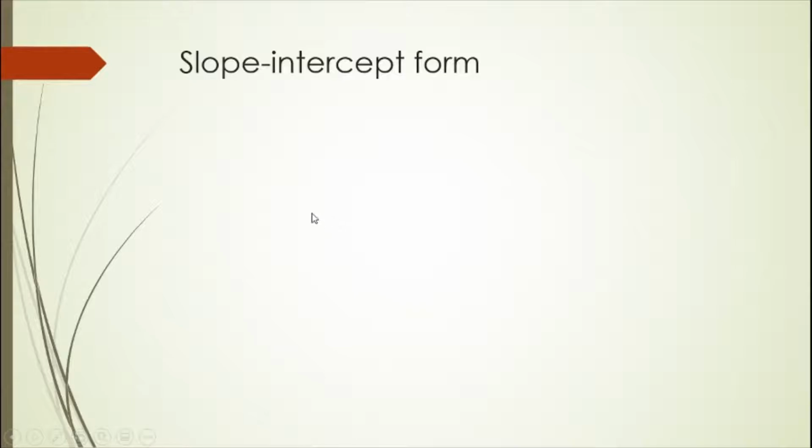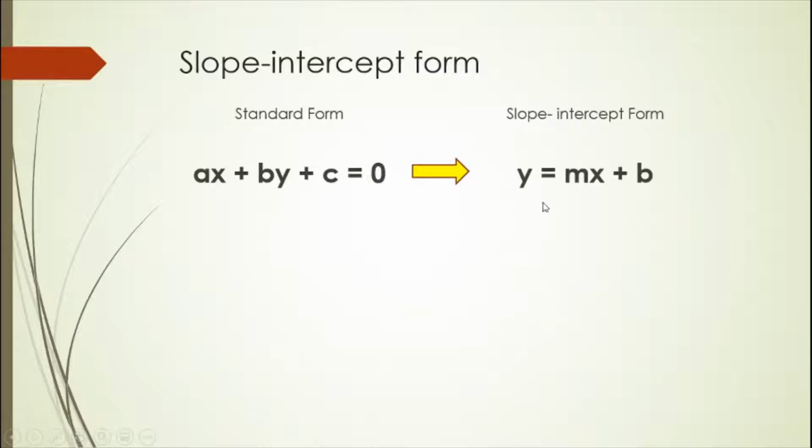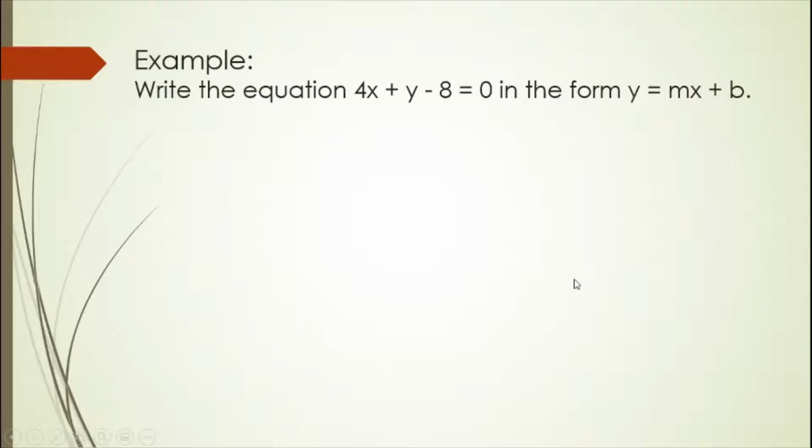Ang katunayan, maisusulat talaga natin ito sa iba't ibang paraan at isa dito ay tinatawag nating slope-intercept form, kung saan ang standard form na ax plus by plus c equals to 0 ay maaari natin isulat bilang y equals to mx plus b. Kalimitan, ginagamit ang solution na to upang mahanap ang slope o ang steepness ng isang line. Let us have example of this. Write the equation 4x plus y minus 8 equals to 0 in the form y equals to mx plus b.